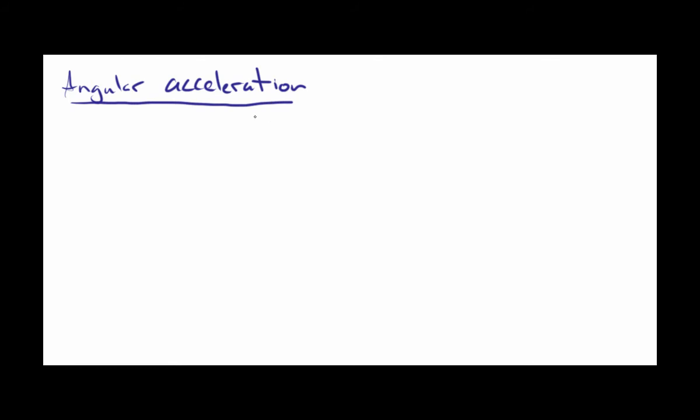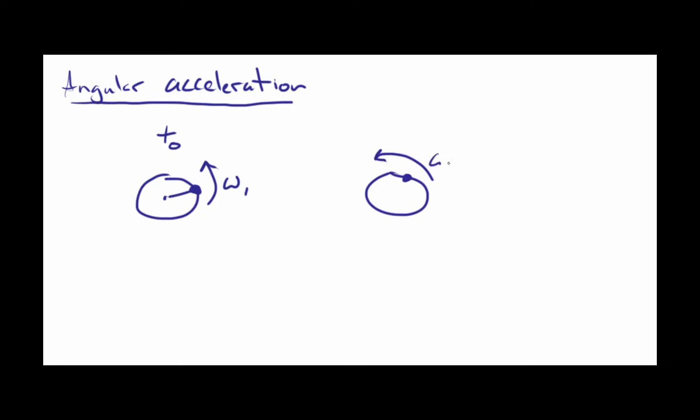Okay, so just like in the translational world, where we have an object whose velocity is changing as a function of time, we can have an object that is rotating that has an angular velocity changing as a function of time. So in that case, the picture might look something like this, where the wheel is spinning with some omega 1 at t naught. A little bit later, the object speeds up and now is moving at some omega 2 at time t sub 1.